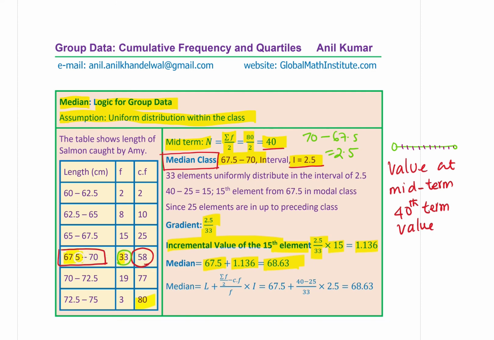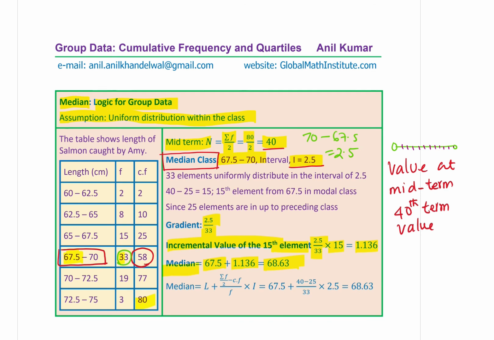Now within this interval, we have 33 elements. We are interested in finding the overall 40th position, but within the interval, it is 40 minus 25, the 15th position in the interval. Assuming a uniform distribution, we find the rate at which the value is increasing. The rate is 2.5 divided by 33. Multiplying this by 15, we get the exact value, which is 1.136. That is, 67 added to 1.136 gives you 68.63, and that is the median we're looking for.